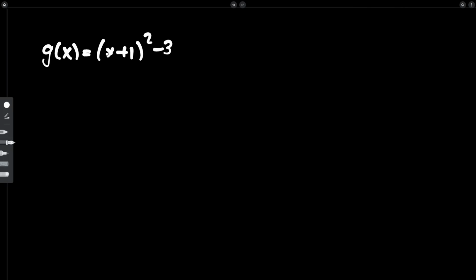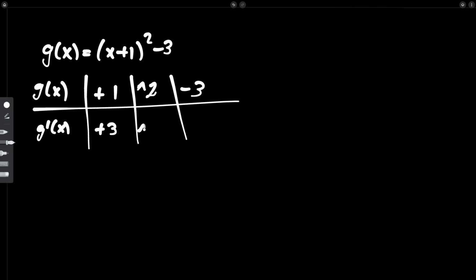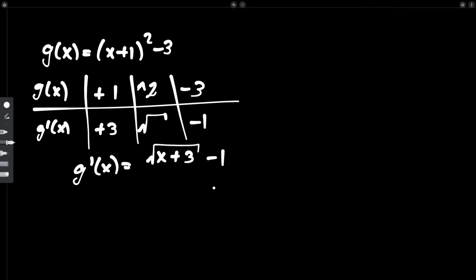Okay, now let's use the CPM method for this one. We have g of x. So first to the x we're adding 1, then we're taking the square of it. This symbol, by the way, is called the caret. You'll see it on your calculator. And then we are subtracting 3. So g inverse of x should add 3, take the square root, and then subtract 1. So our g inverse of x equals square root of x plus 3, minus 1.